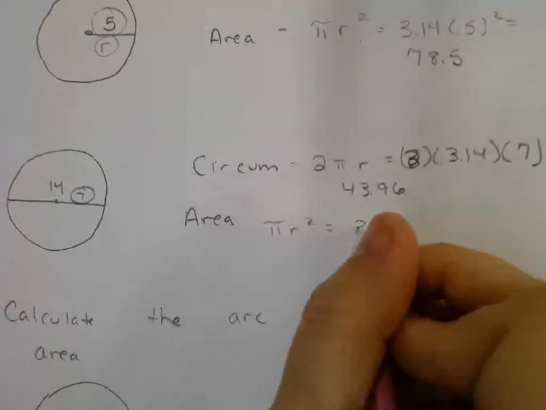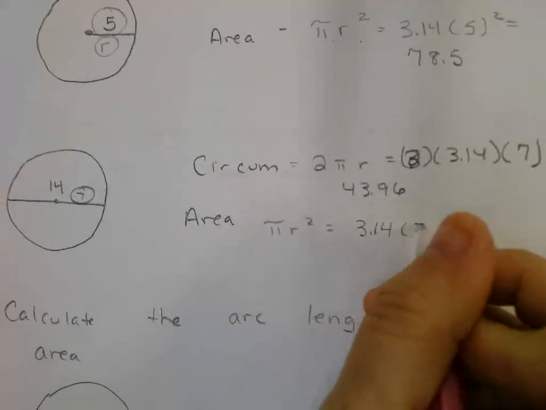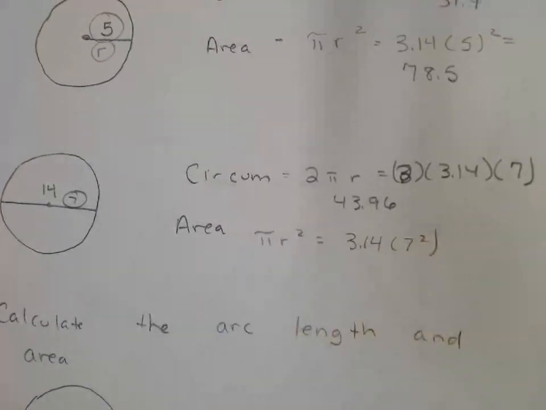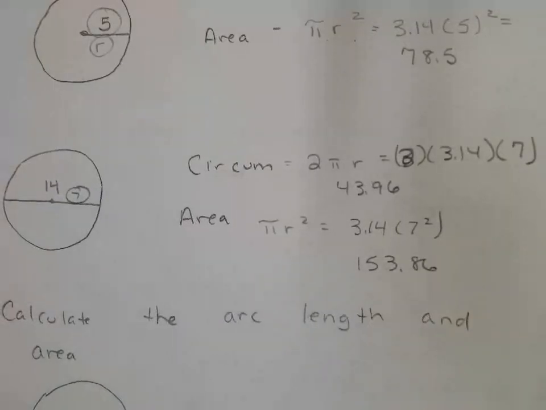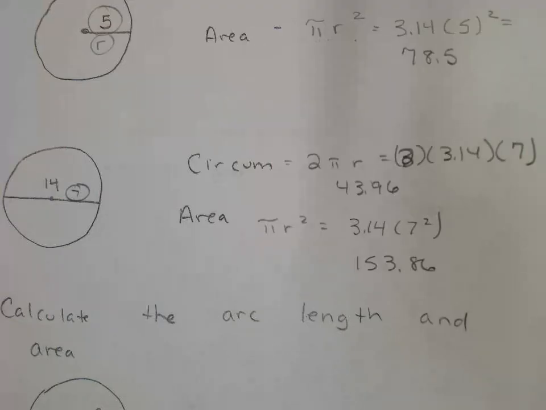So 3.14 times 7 squared, which is going to give me 153.86. Questions? Circumference and area.